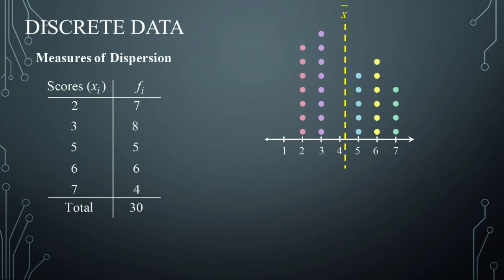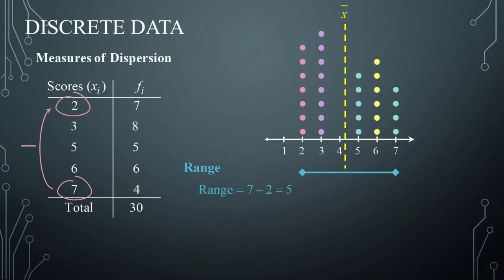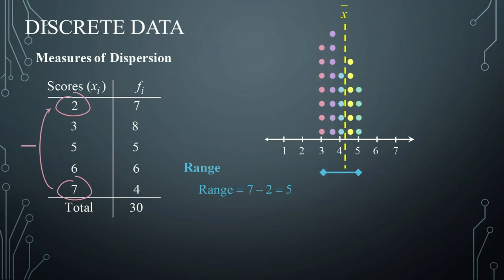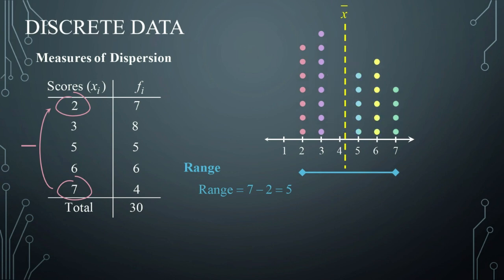The first measure of dispersion we will look at is the range, which is the interval over which the data points are spread. In our frequency table, we can find the range by subtracting the lowest score from the highest. In our example, the range is 7 minus 2, which is 5. The smaller the range is, the closer the data values are to the mean. The bigger the range gets, the further the data values are spread from the mean.